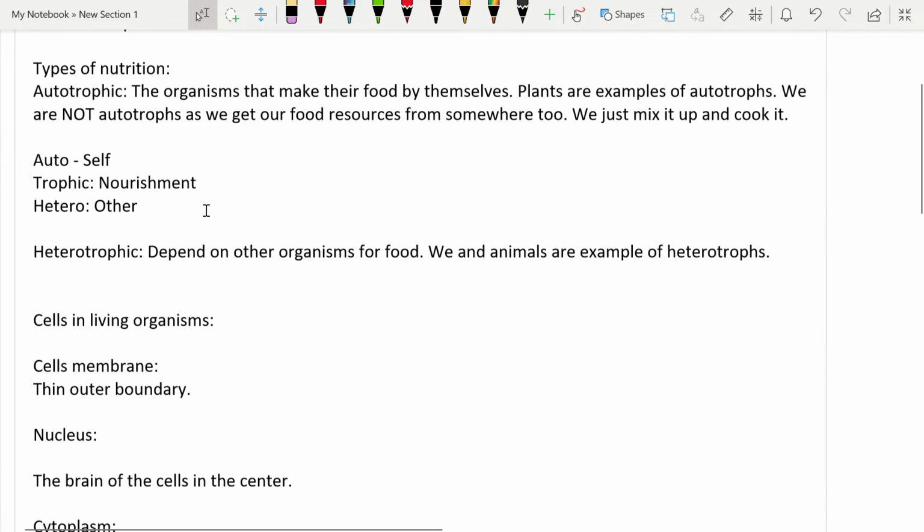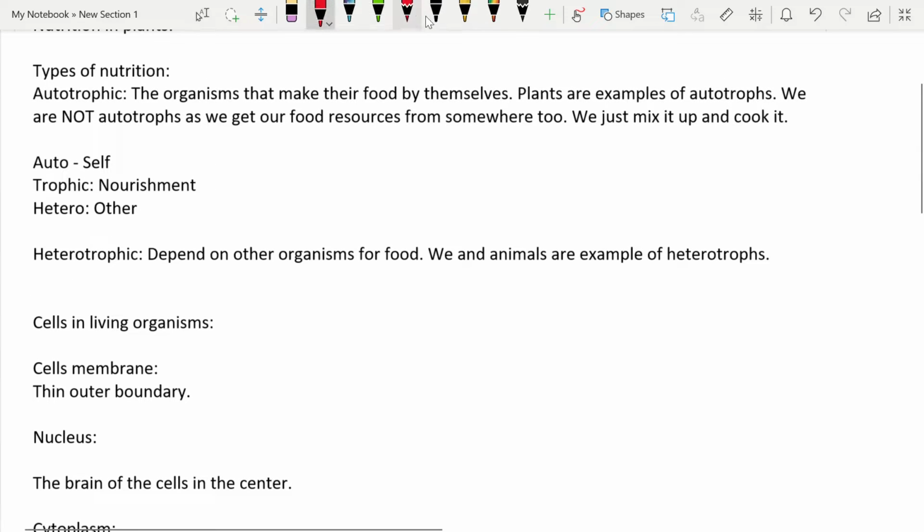Types of Nutrition. There are two types of nutrition: autotrophic and heterotrophic. So auto means self, okay? And hetero means other. Keep that in mind. Now trophic means nourishment. So as you can tell, auto means self-nourishment and hetero means other nourishment. So autotrophic means the organisms that make their food by themselves are autotrophs. Plants are examples of autotrophs.